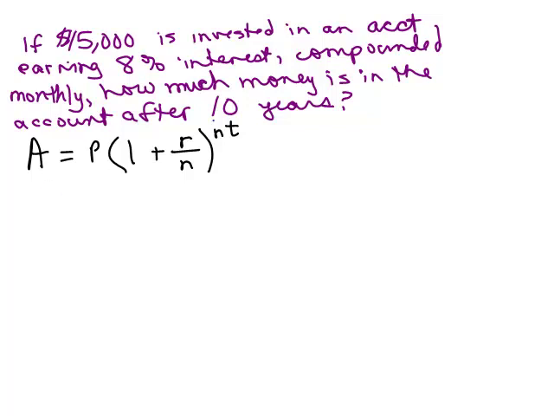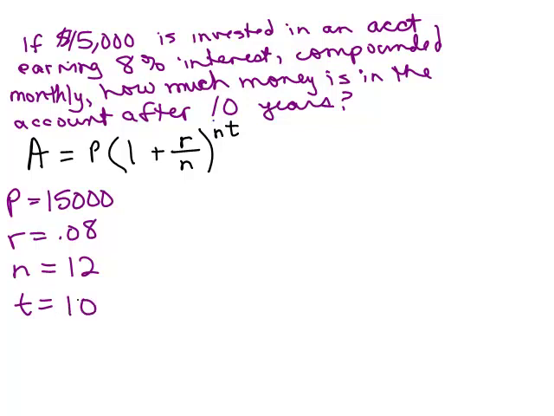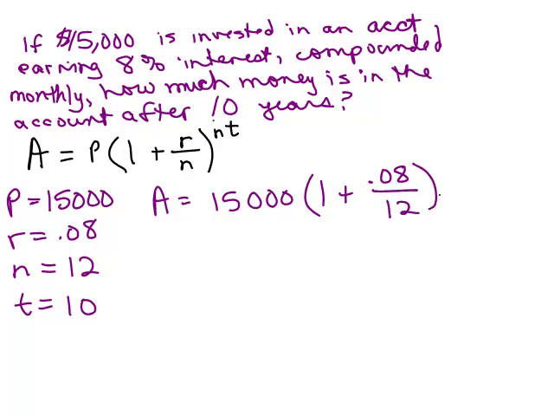Okay, so let's go for it. We've got the principal is 15,000. We've got the rate is 0.08. Okay, and how many times per year? Well, monthly means 12 months a year, and it'll be 12. And how many years? We've got 10 years. So if we plug this in, we've got 15,000 times 1 plus 0.08 divided by 12, to the n times t, that's 12 times 10, right? Which is going to be 120.